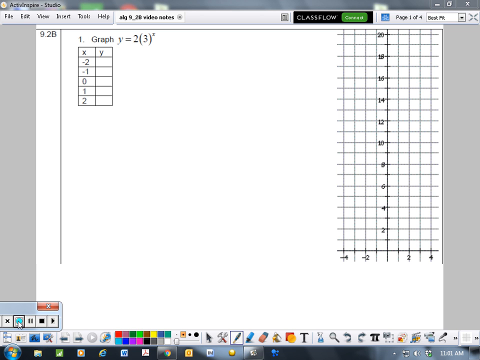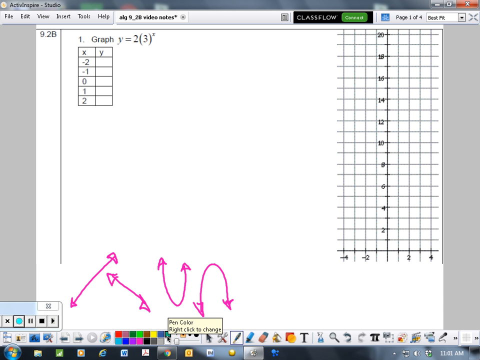So we know lines look like this or like that. We know parabolas look like this or like that. So what do exponential functions look like? Let's go ahead and graph our first exponential function. We've talked about evaluating them, so we should know how to evaluate it.